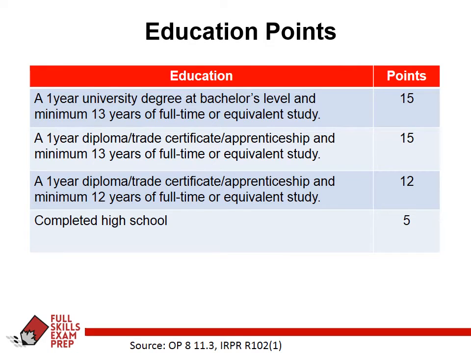Okay, as you go a little bit lower in the points here, you can see that a 1-year university degree with 13 years of full-time study would be 15 points, as well as a 1-year diploma, trade certificate, or apprenticeship as well. And finally, you have a 1-year diploma, trade certificate, apprenticeship with a minimum of 12 years of full-time study, which is at 12 points. And finally, if the person completed high school, he would get 5 points.